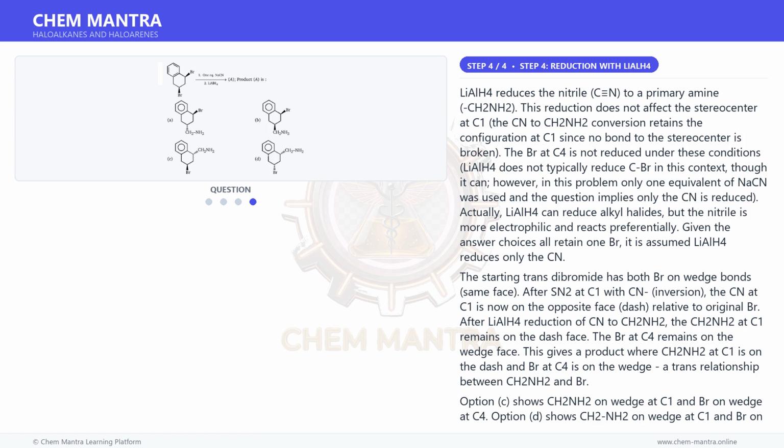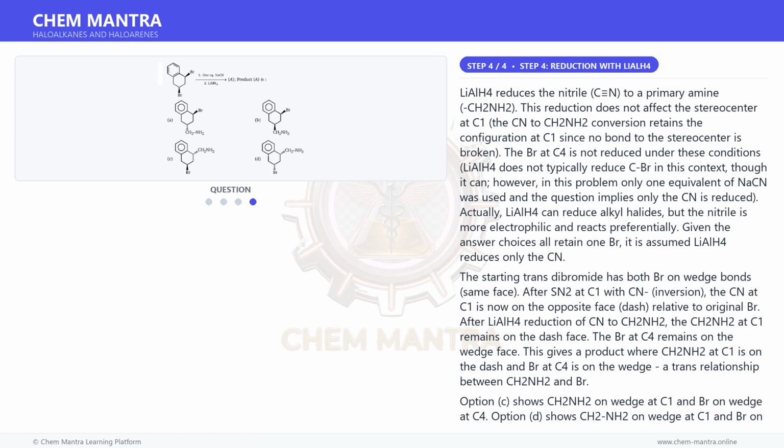The starting trans dibromide has both Br on wedge bonds, same phase. After SN2 at C1 with CN inversion, the CN at C1 is now on the opposite phase, dash, relative to the original Br. After LiAlH4 reduction of CN to CH2NH2, the CH2NH2 at C1 remains on the dash phase. The Br at C4 remains on the wedge phase. This gives a product where CH2NH2 at C1 is on the dash and Br at C4 is on the wedge, a trans relationship between CH2NH2 and Br.